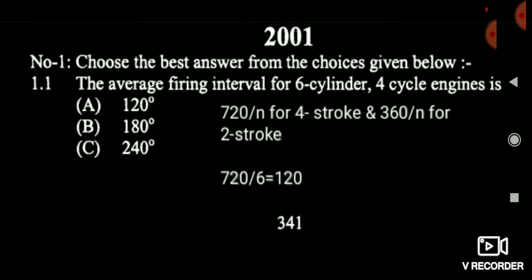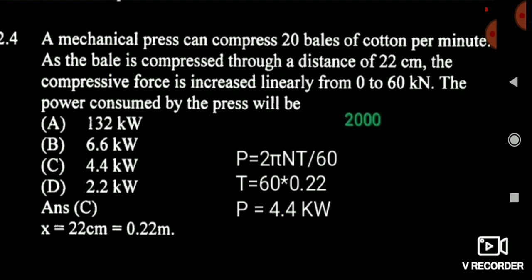And friends, firing interval is 720 divided by n for a 4-stroke engine and 360 divided by n for a 2-stroke engine, where n is the number of cylinders. It is generally represented in degrees. So I have told you the formulas for both, 720 by n and 360 by n for 4-stroke and 2-stroke respectively. Here it is talking about 6 cylinders, so 720 by 6 is equal to 120, that is option A.